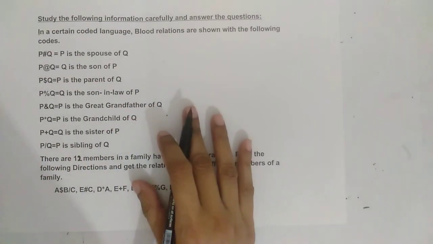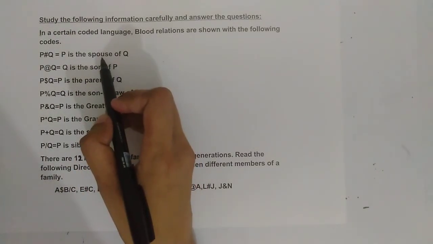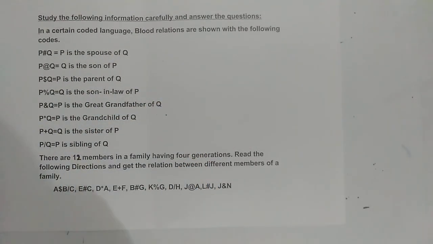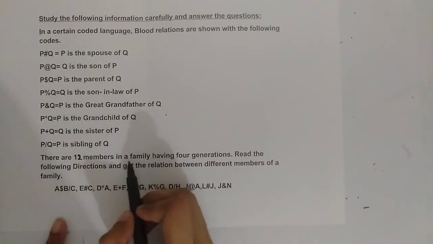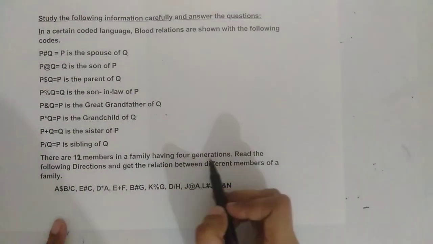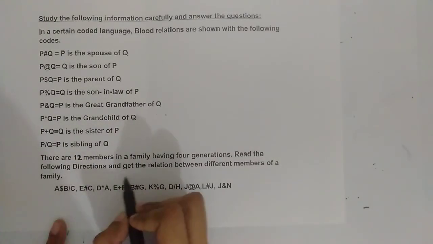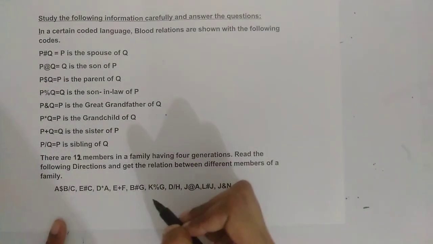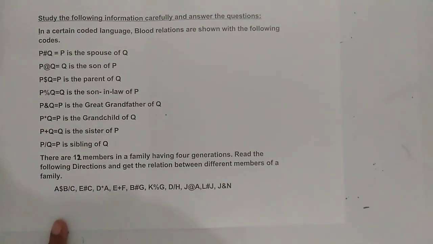So in this question you are going to get all the blood relations, all the keywords, spouse and siblings, parent, everything will be clear to you. So please read the instructions. There are 12 members in a family having 4 generations. Now there is a family having 12 members and these 12 members belong to 4 generations. Read the following directions and get the relation between different members of a family. So these are the directions. We have to make a family tree using these directions. Okay, let's start.